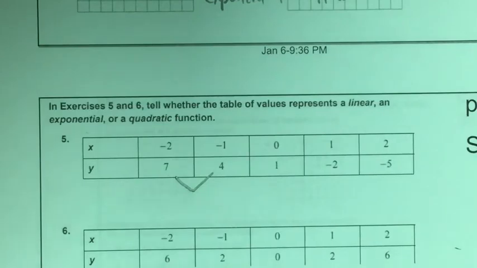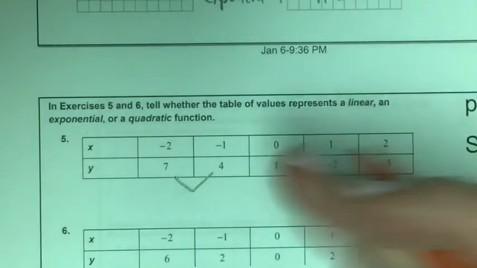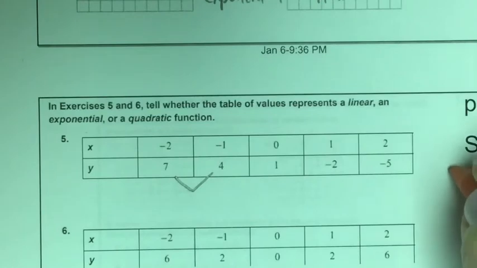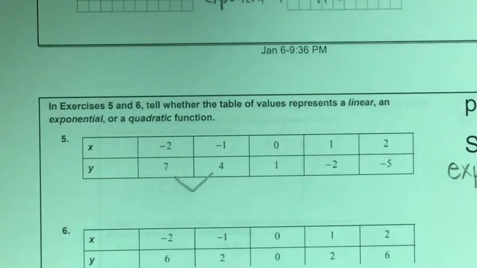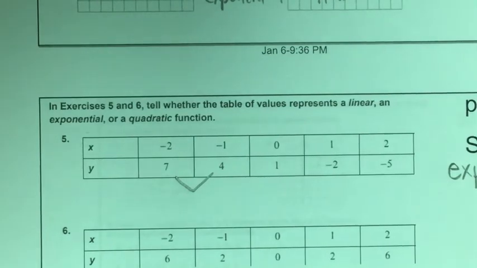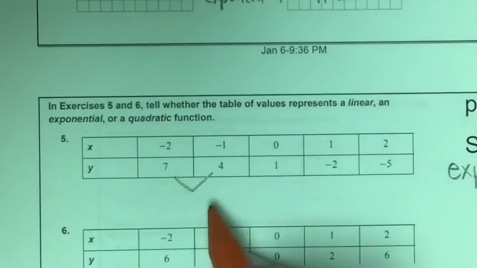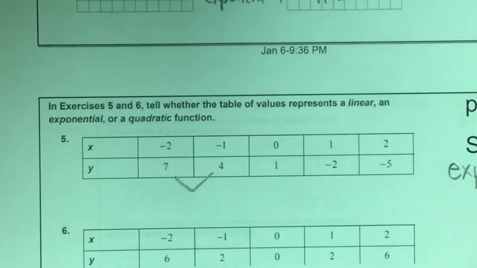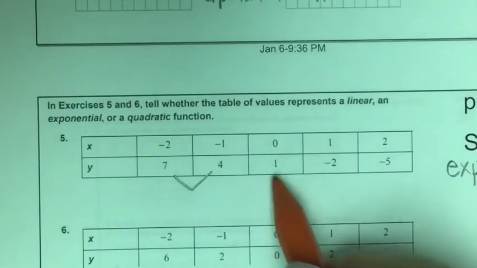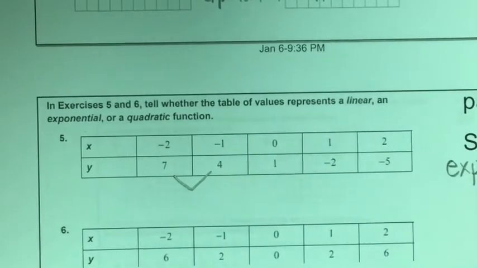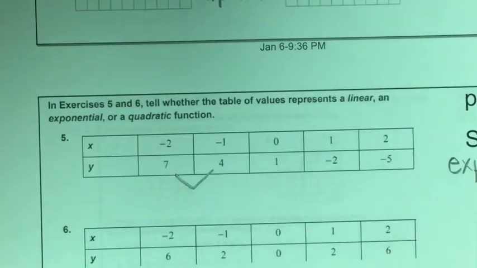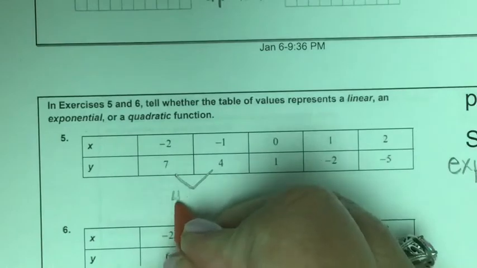When I look at 5 and 6, I need to look at the constant difference. Actually, I'm going to think about the fact if I have a ratio or not. I know it's going to be exponential if there's a common ratio. So when I look at this, 4 divided by 7, 1 divided by 4, would that be a constant ratio? No, those are not the same. So number 5 is not exponential. Let's see if it is linear.